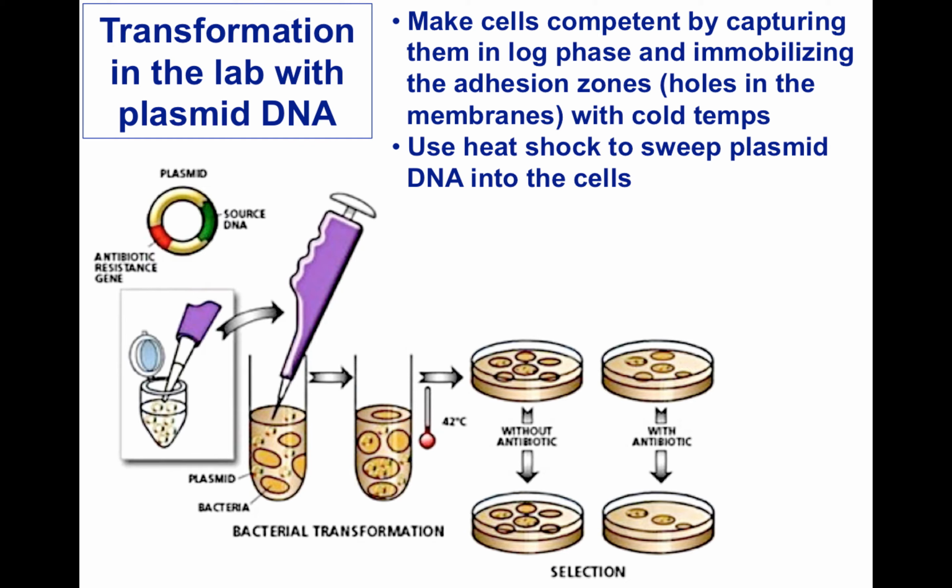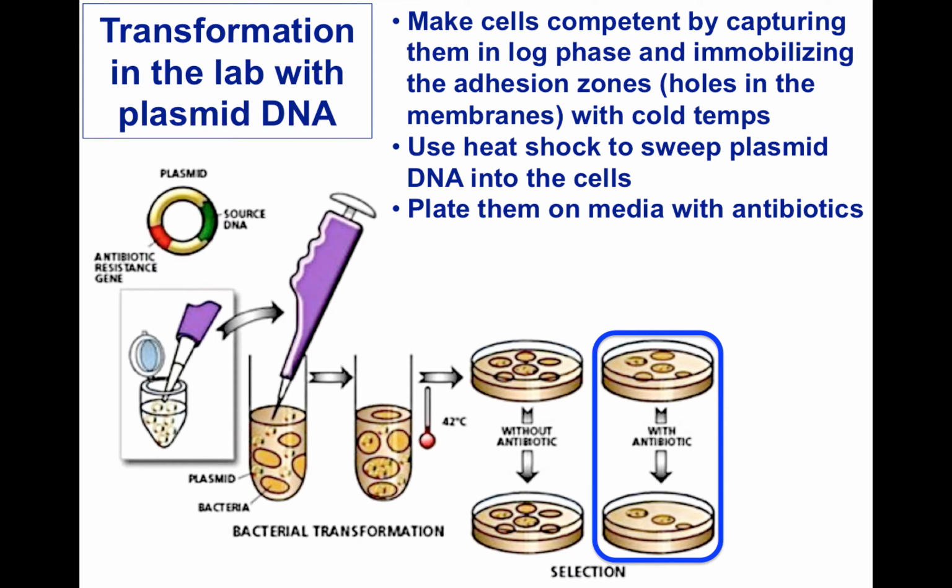The next step is heat shock, which is used to sweep the plasmid DNA into the cells. So we start off cold, we plunge them into warm temperature, and in that process, the plasmid DNA gets swept inside the cells through the adhesion zones. And then we plate them on media on plates with antibiotics. Remember, the plasmids carry antibiotic resistance genes. So if we plate them on a Petri dish containing media with ampicillin or tetracycline, only the bacteria that have taken up the plasmid will be able to grow.